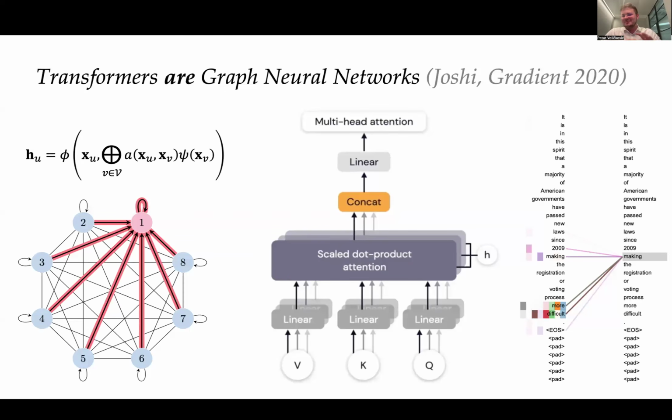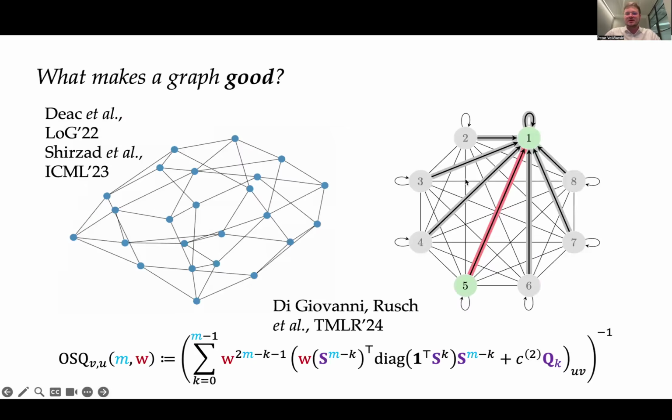I don't have enough time in this particular talk to get into the depth of this, but Chaitanya Joshi wrote this really nice blog post in The Gradient titled Transformers or Graph Neural Networks, which you can read, and it has a nice in-depth analysis of individual steps of how the transformer lines up with the GNN.